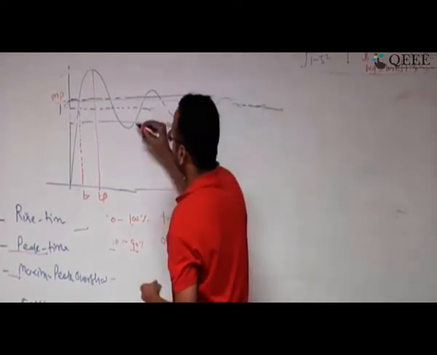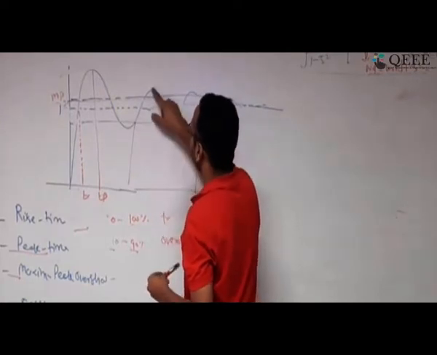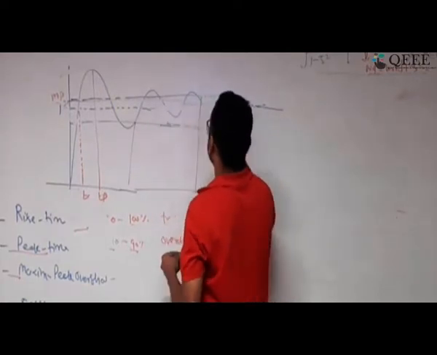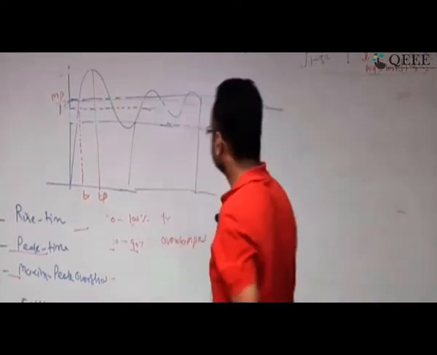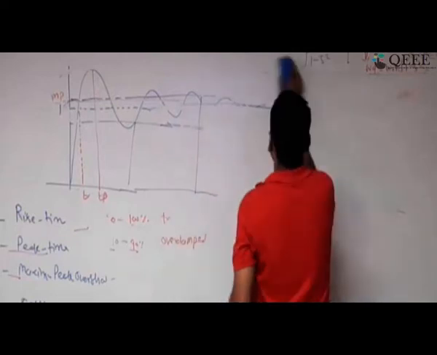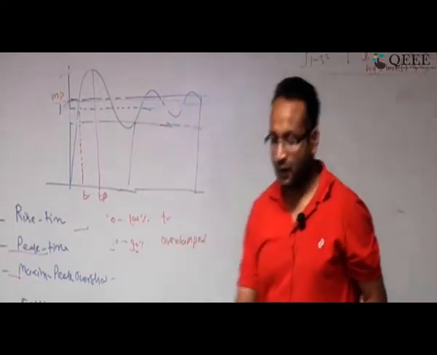I can't call this my settling time, because from here onward I am going up, I am going down, but from here onward I won't come out. That is what is called settling time. Okay, fine. So these terms we will now find out quantitatively.